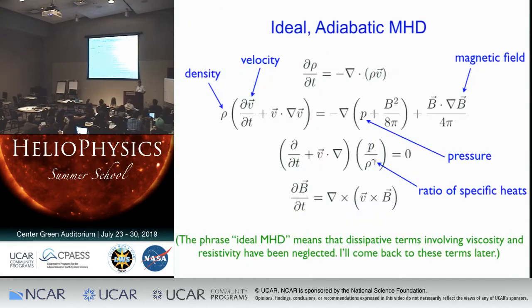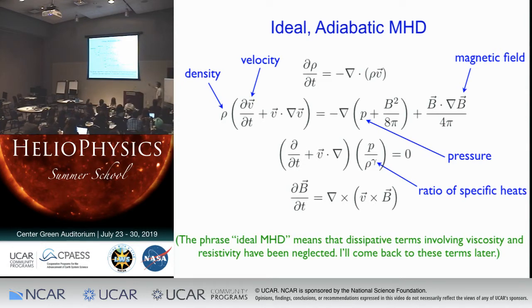And in this case, we get to the following set of equations. This is actually the ideal MHD equations in which I've neglected all dissipative terms, like the viscosity I was mentioning before, or electrical resistivity, which we may come back to later. Here are the four equations.